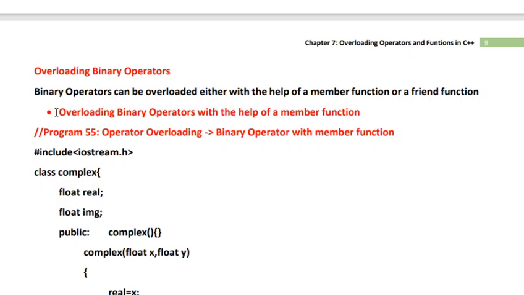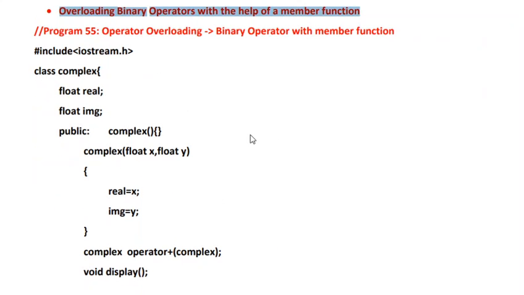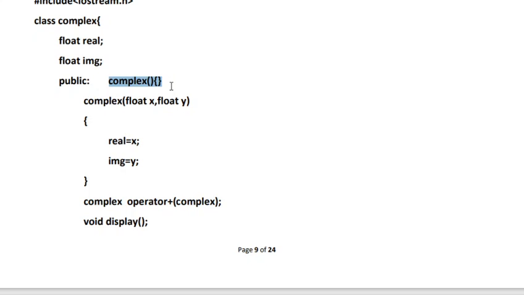Here we are trying to overload a binary operator with the help of a member function. So whenever we do that, we need to provide one argument, right? Here I have a class complex with two members, the real part and the imaginary part, placed in the private section of the class. Then I have a constructor by the same name as the class. Again I have another constructor. This one is a default constructor and this one is a parameterized constructor.